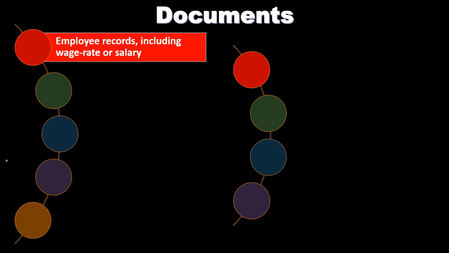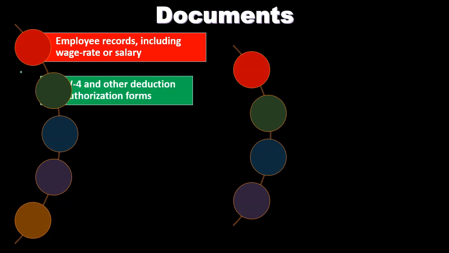So the documentation within the payroll process: we have employee records, including wage rate or salary. We have the W-4 form and other document authorization forms. You'll recall that the W-4 form is the form that they're going to fill out typically when they're first hired. That's what the employee provides, the information that the employer needs in order to get everything set up, including their Social Security number, their address, as well as withholding information so the company can then calculate how much should be withheld.